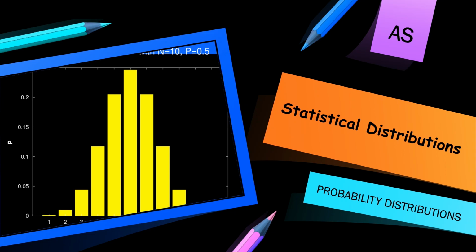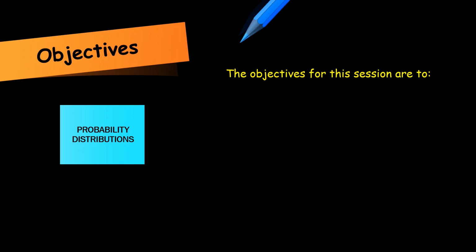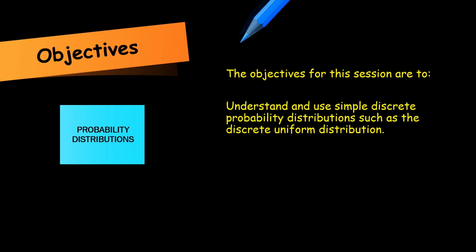Welcome to the session on statistical distributions, probability distributions. The objectives for this session are to understand and use simple discrete probability distributions, such as the discrete uniform distribution. Let's begin by looking at some notation and definitions related to statistical distributions, and also some examples which relate to all of these.